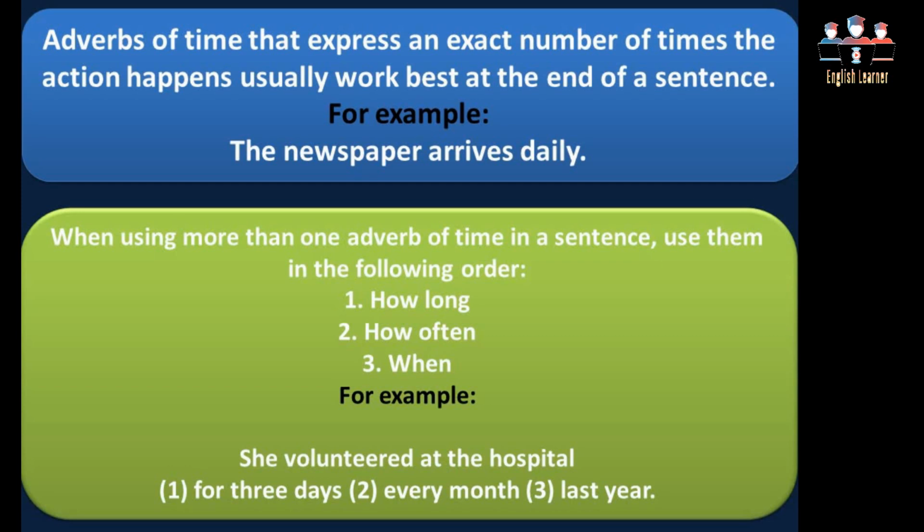She volunteered at the hospital. Number 1, for 3 days. It indicates the part of how long. How long? For 3 days. Next is every month. She volunteered at the hospital for 3 days every month. Now in this example, every month is the second order, indicating how often. Let's move on to the third order. She volunteered at the hospital for 3 days every month last year. In this example, last year is indicating when. So we have placed the adverbs of time in a particular order to give the true sense of the sentence.